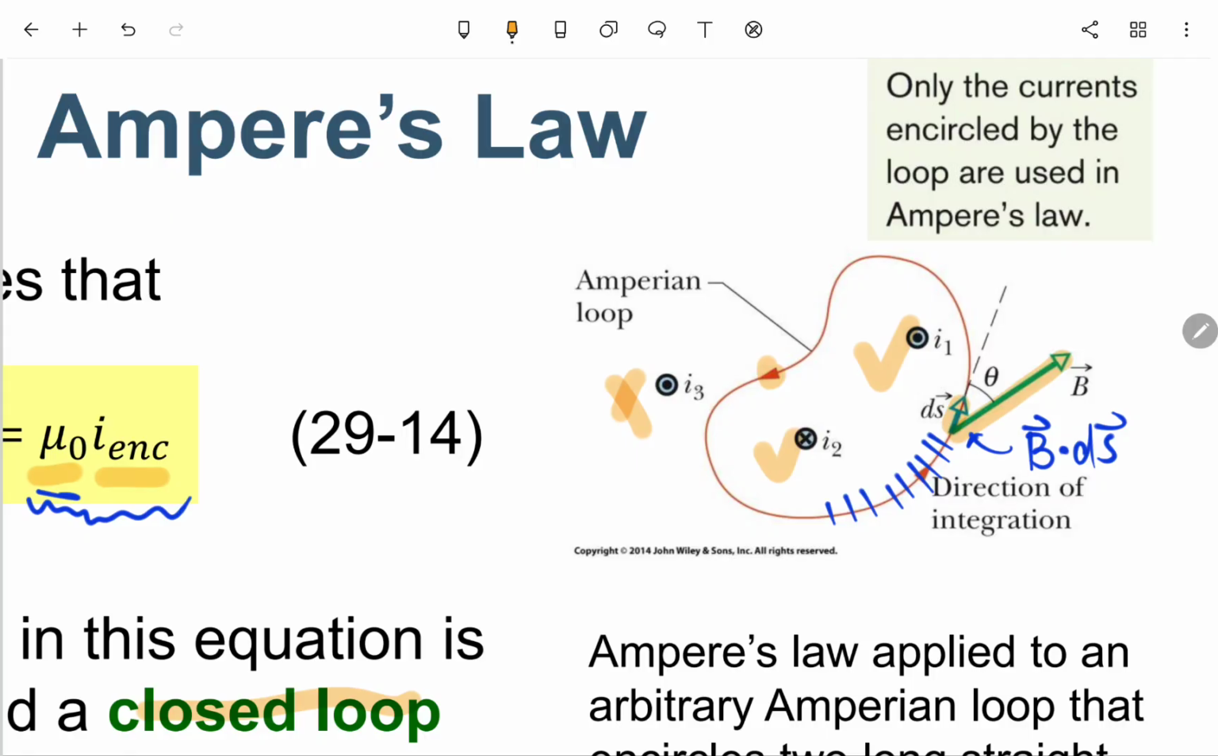Don't try to use the left hand. We never use the left-hand rule. You use your forefinger to follow the direction of the loop, which in this case is counterclockwise.